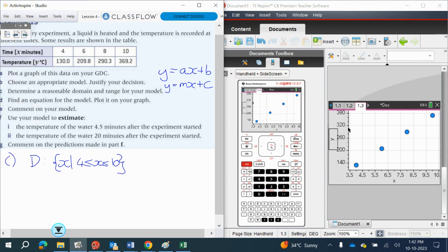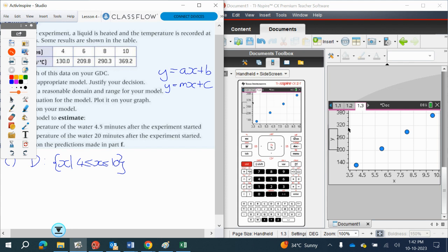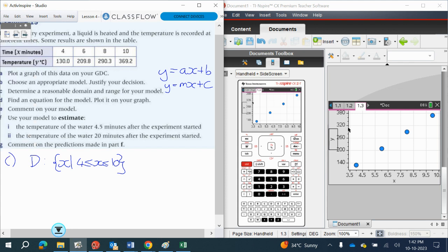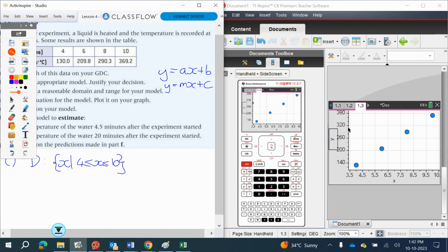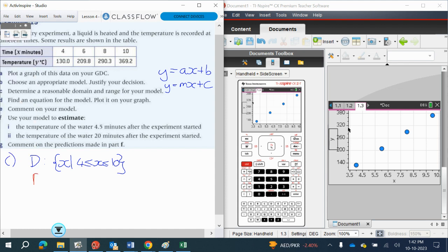What would the range be? Well, the range is just going to be the range of possible y values. We have to look through the data from the smallest to largest, and our range is going to be y going from 130 up to 369.2.